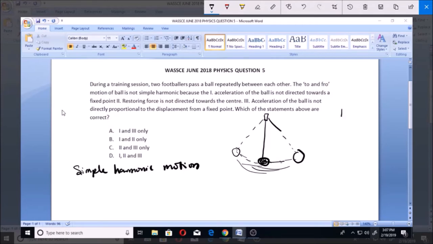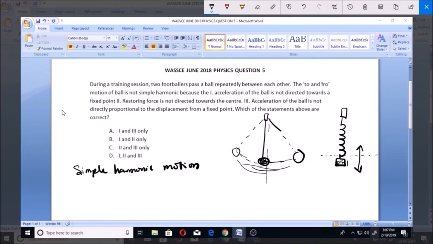Then another form of simple harmonic motion is when you have a helical spring and you attach a load to this helical spring. When you tap this load, you see this thing will start vibrating. It will start moving from one point to the other, and as it's making this motion, the acceleration is also directed towards a fixed point, just like this one is directed towards this fixed point at the middle.